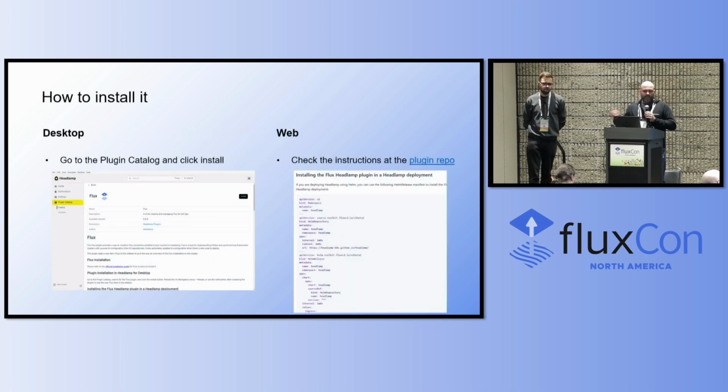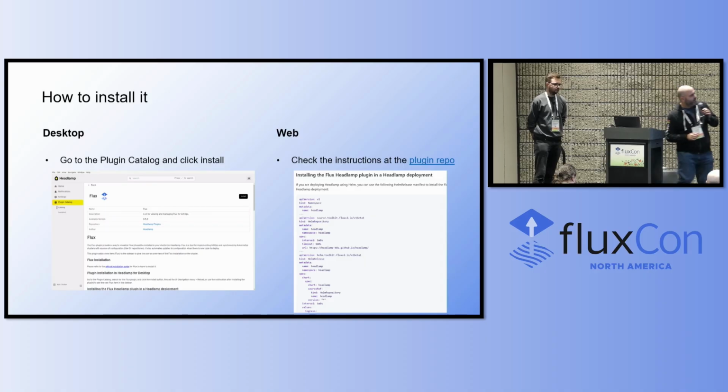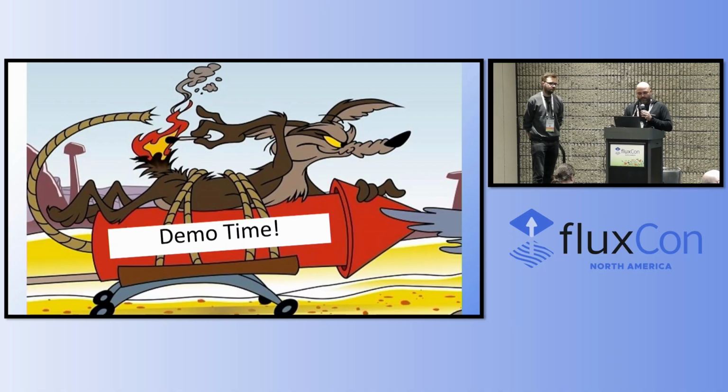So to install it, like I said, on the desktop mode, you just go to the plugin catalog. Not so bad. So yeah, in the desktop, you go to the Flux plugin, you select the Flux plugin, then there is an install button, and you install it. If it's the web, we do have a recipe that you can install it with Helm in there.